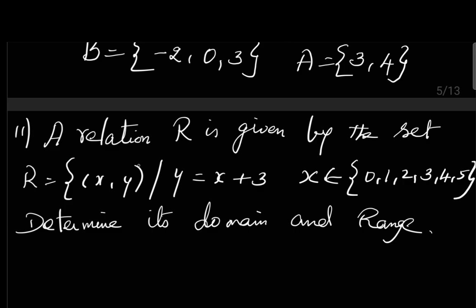11th sum. A relation R is given by the set R, ordered pair (x, y), where y we get from x plus 3. Substitute the value for x and add the constant 3, you will get the value for y. So it determines its domain and range. Domain is the set x. Range, the answer we are getting. So already this sum is done for you. It is in page 9, exercise 1.2, sum number 3. So this sum is given as a video for you.